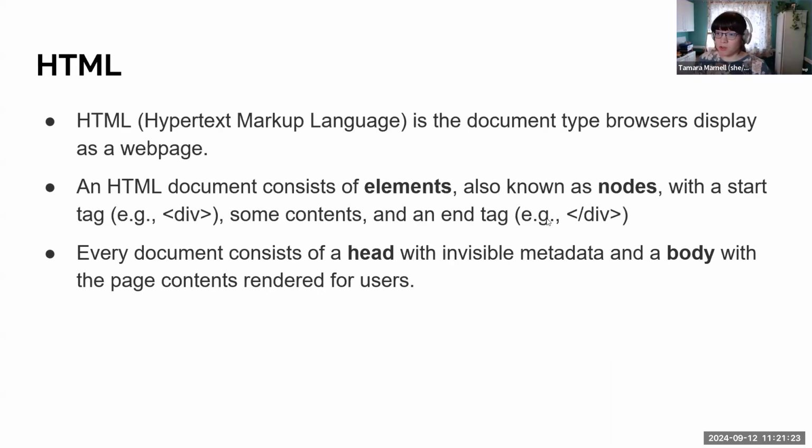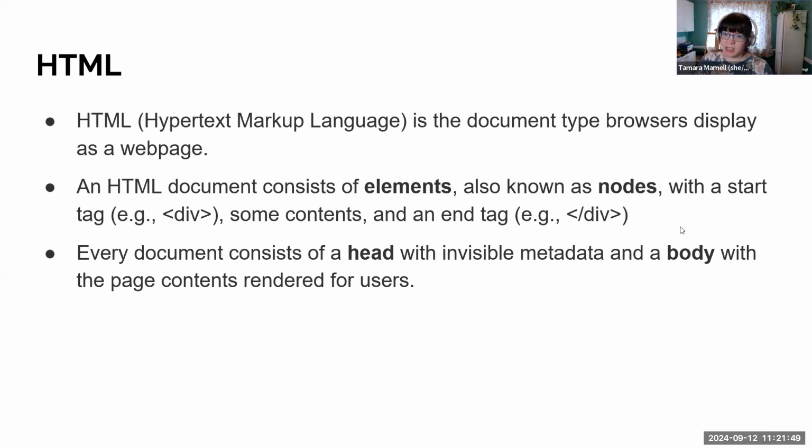HTML stands for Hypertext Markup Language. That's the document type browsers display as a web page. Everything, no matter how complicated, ends up outputting HTML, and that's what the browser interprets. HTML consists of elements known as nodes with a start tag. For example, a div is one you'll see a lot. It contains some context and then contents in an end tag.